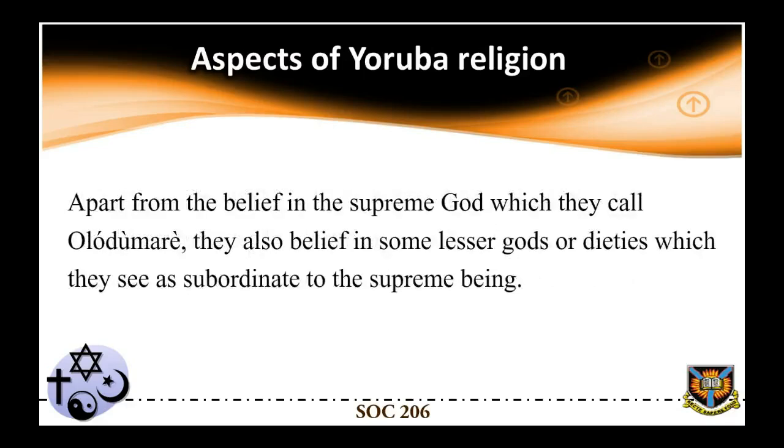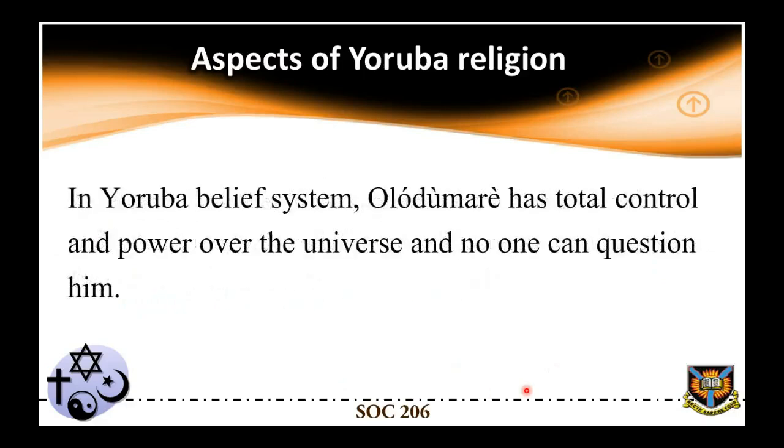Apart from the belief in the supreme god, which they call Olodumare, they also believe in some lesser gods or deities which they see as subordinate to the supreme being. In Yoruba belief system, Olodumare has total control and power over the universe and no one can question him.